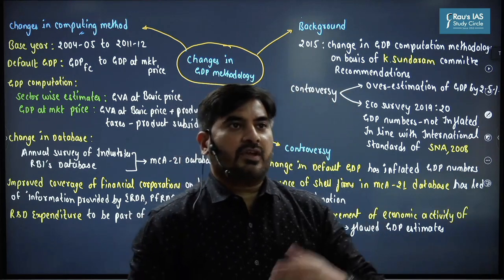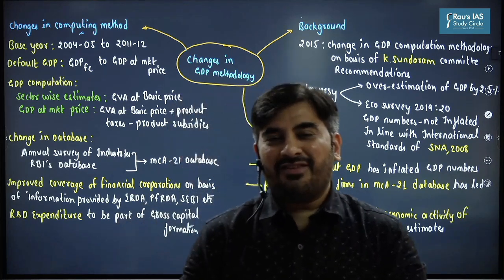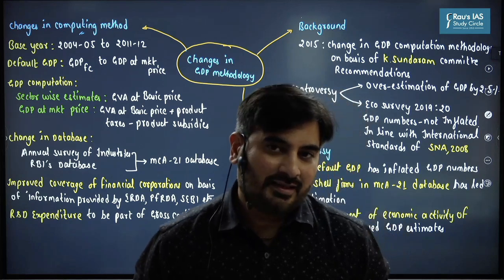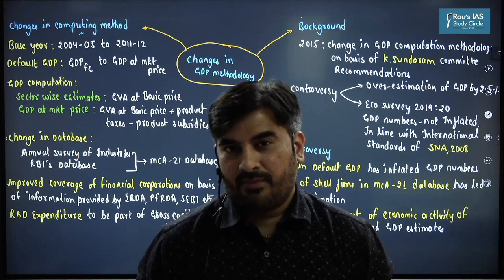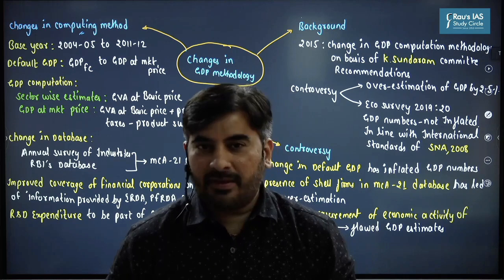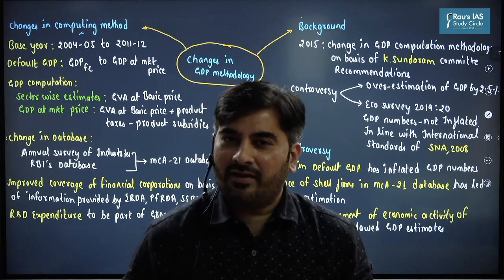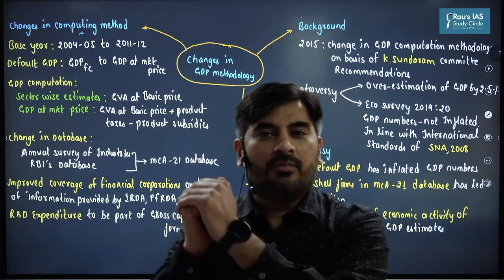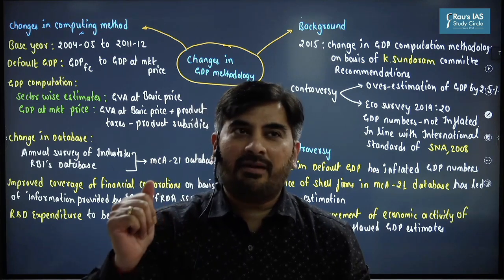Okay, fine. Now coming to the controversy. What was the controversy with respect to the GDP estimation? Why did some of the economists think that India is inflating its GDP numbers? The first concern is with respect to change in the default GDP. As I said, before the year 2015, whenever we used to refer to GDP, GDP meant GDP at factor cost. But now, after the year 2015, when we say GDP, GDP is GDP at market price.